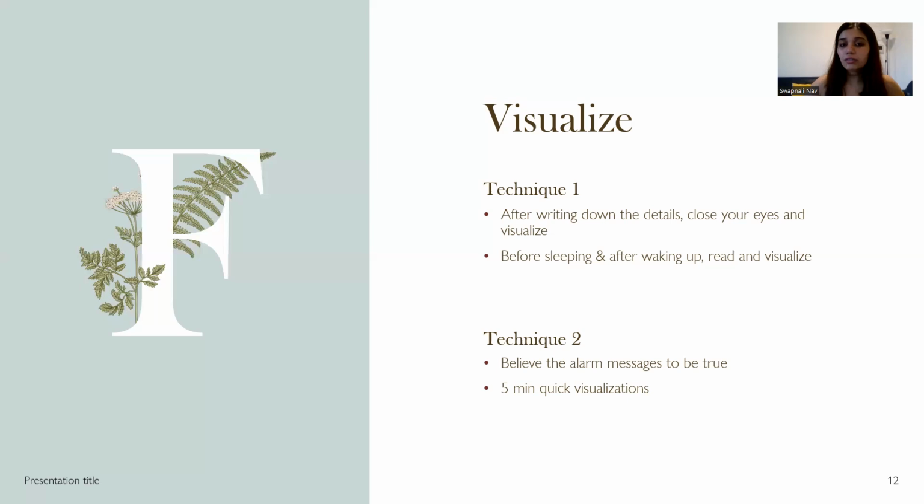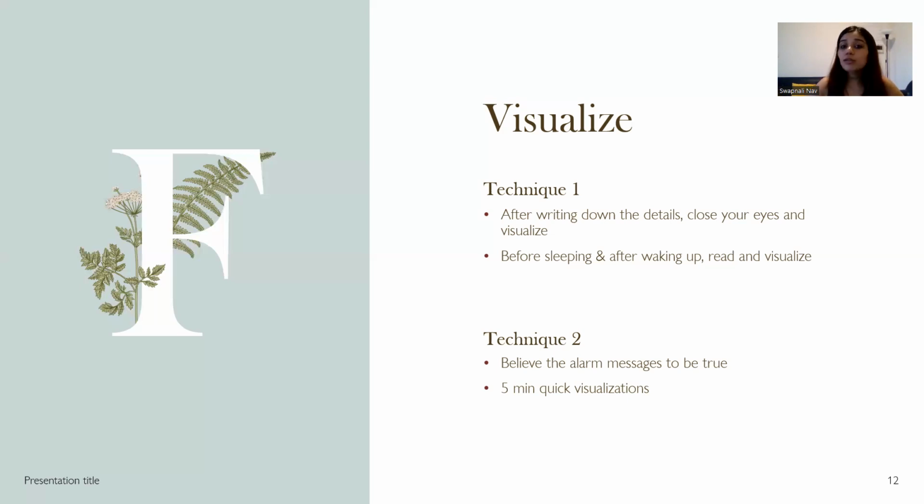And it will literally take you 5 to 10 minutes just to take your paper, go through it, and then close your eyes and visualize. So yeah, if you want, you can write it every single day, but you don't have to. Okay, the technique does not require you to do that, but yeah, if you want, you can do that.